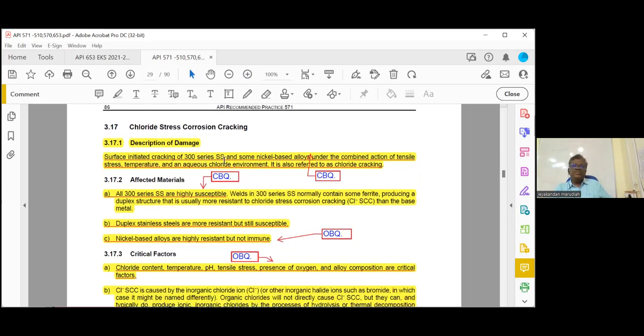Okay, so please take. Surface initiated cracking of 300 series and some nickel base alloy under the combined action of tensile stress, temperature and aqueous chloride environment. It is also referred as chloride cracking. That is closed book question.